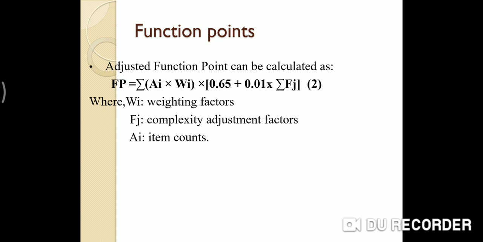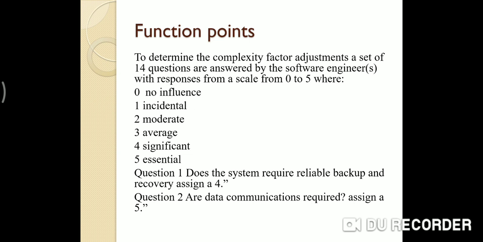Right, now for calculating complexity adjustment factors, a set of 14 questions were answered by the software engineers with responses on a scale of 0 to 5, where 0 indicates no influence, 1 indicates incidental, 2 indicates moderate, 3 indicates average, 4 indicates significant, and 5 indicates essential.